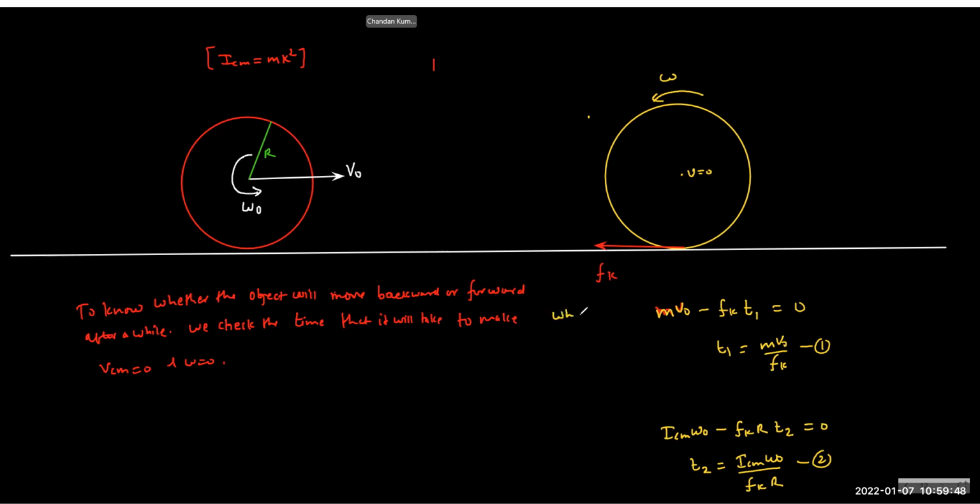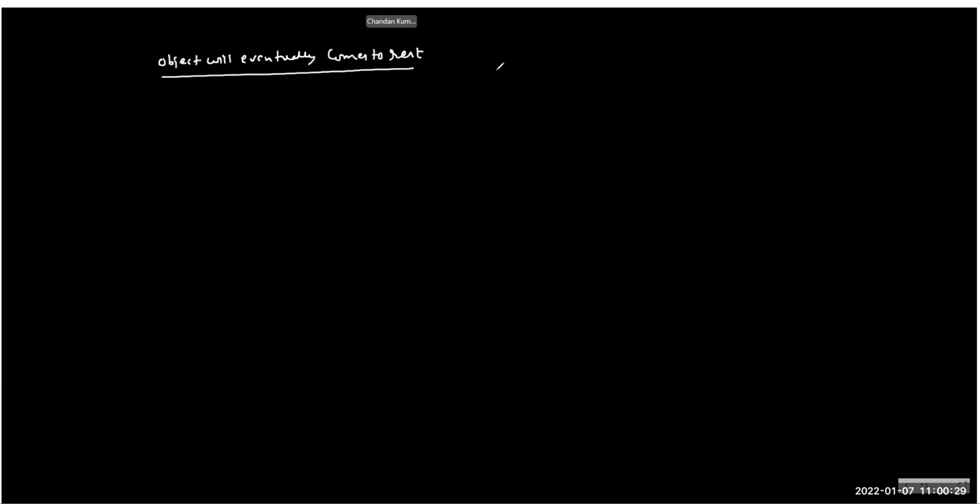So that gives when V is zero, and when omega is zero. And now we have to just compare the answers. So maybe I can do it here or next. The first condition: the object will eventually come to rest. So the answer is simple, T1 equals T2, because if V and omega both become zero at the same time, then it will never move forward or backwards, it will remain at rest forever.